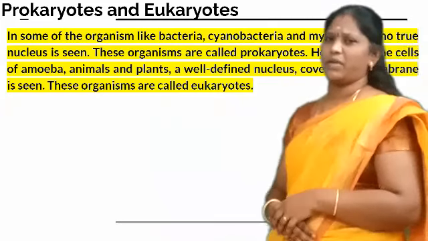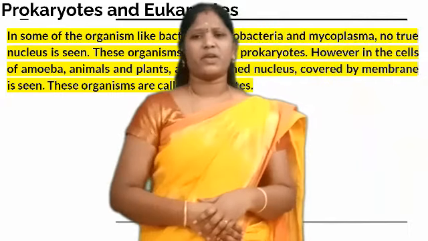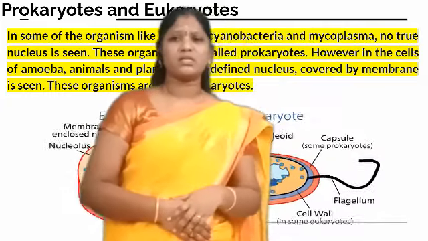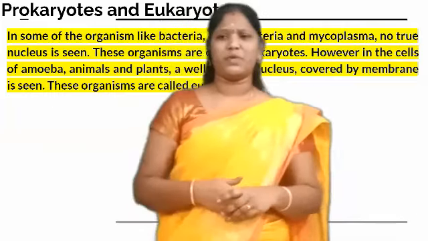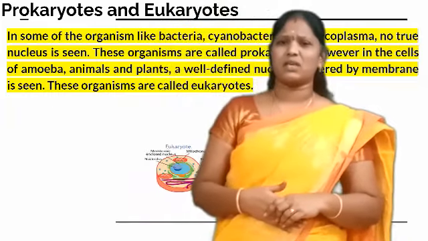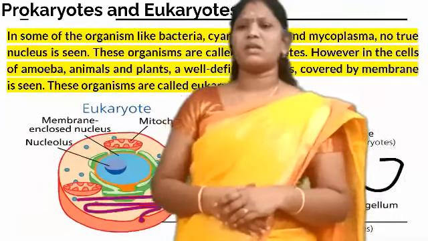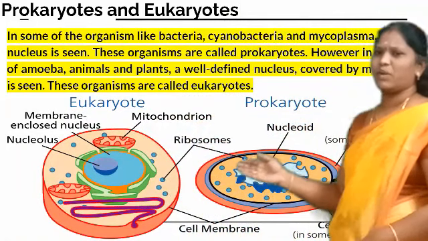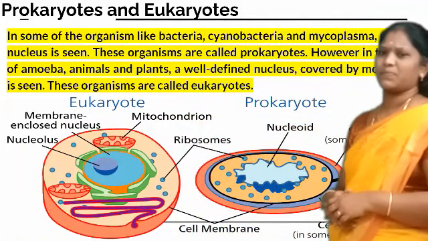Next is prokaryotes and eukaryotes. Prokaryotes do not have a true nucleus, and eukaryotes contain a well-developed nucleus and cell organelles. These are said to be eukaryotes. These are the images of prokaryotes and eukaryotes. You can see the difference.